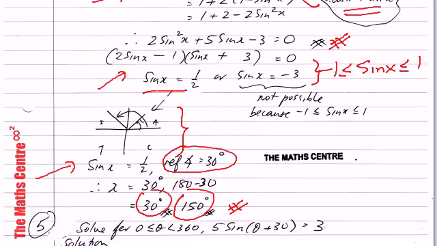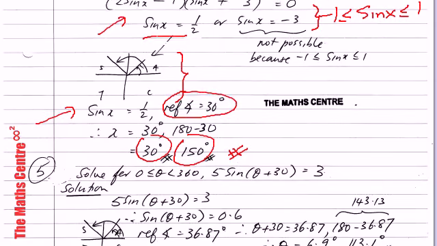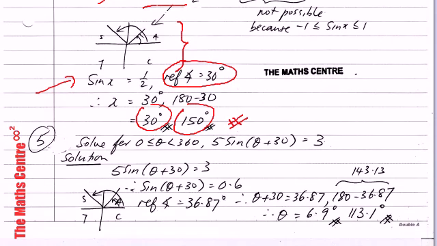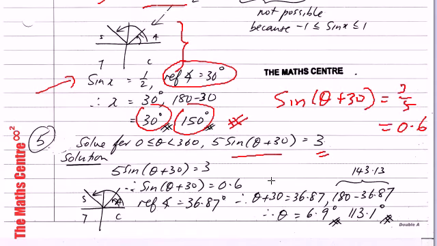Question number 5. Let's look through it. We are asked to solve for theta between 0 and 360. 5 sin(theta plus 30) equals 3. Therefore, we can write sin(theta plus 30) equals 3 over 5, which is 0.6. That's what you see here. The sine of an angle is positive, so we are looking at the first quadrant and the second quadrant. That's what you see here.